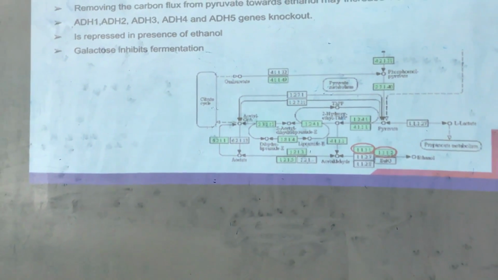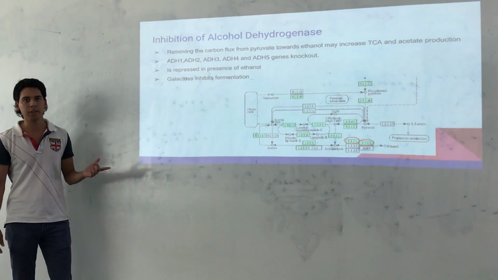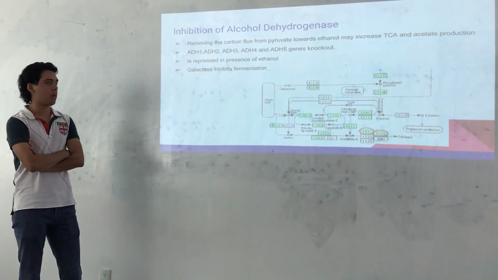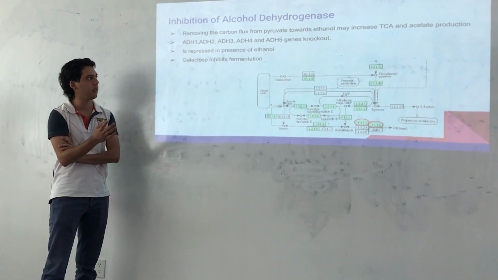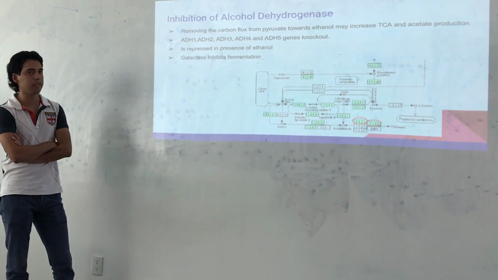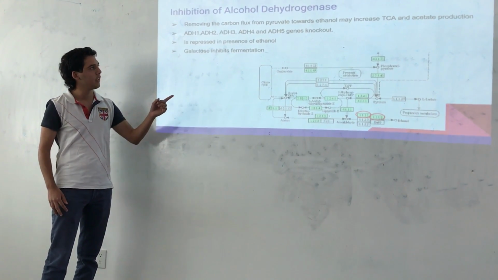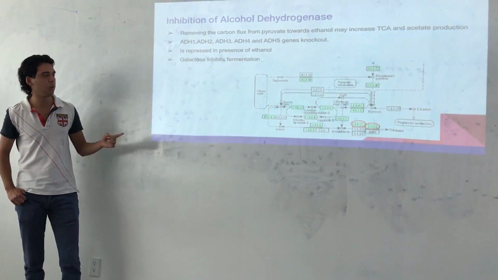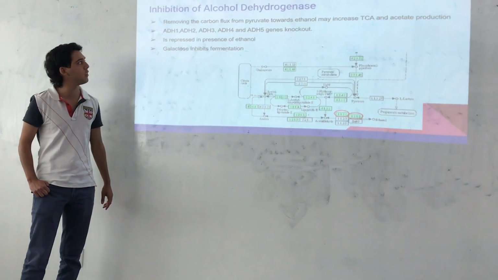Well, another strategy is the inhibition of the alcohol dehydrogenase in order to delete the fermentative pathways, because it removes the carbon flux. It uses carbon flux to create ethanol instead of TCA and also acetate. So with this modification, we can redirect the carbon flux towards TCA in order to have more energy and power reducing agents, and also acetate, as we already said, is one of the main sources of NADPH.